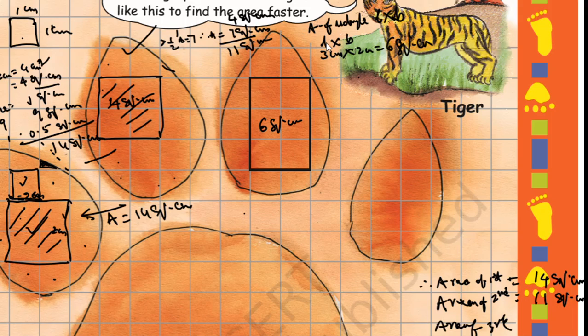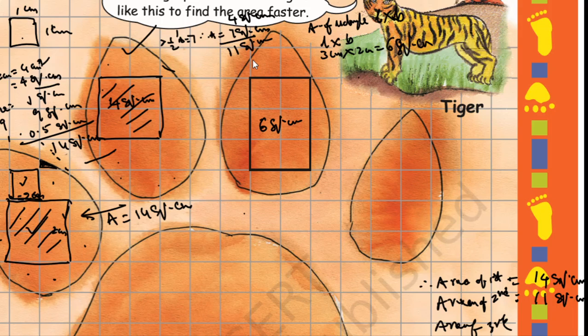So we can find the area by using the formula or by counting the number of squares. Why? Because this square side is 1 centimeter. So we count the area as 1 square centimeter. So here how many such squares are there? 1, 2, 3, 4, 5, 6. Therefore, the area of this one is 6 square centimeters.